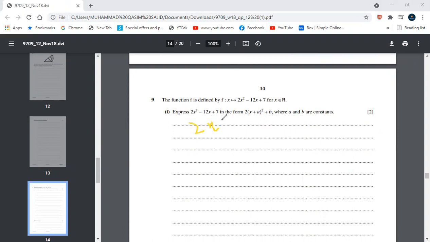This is 2x square minus 12x plus 7. So this value equals, taking 2 as a common, 2x square minus 6x plus 7/2.